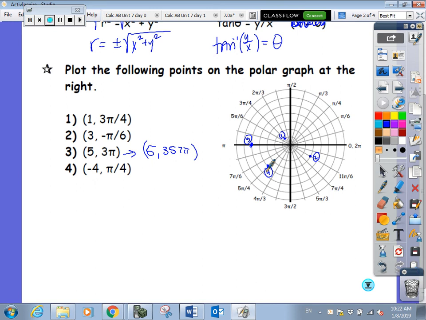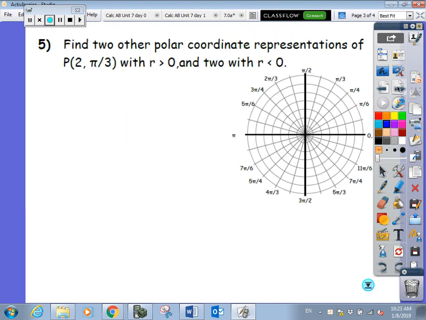Now, all those points, we could come up with something different that equals the same thing, but the r is the same. R can be positive or negative, but it all depends on the angle that goes with it. Okay, you can't just change it to positive or negative. If you change it to a negative, then that's going to affect the angle, which we'll see in this next example.